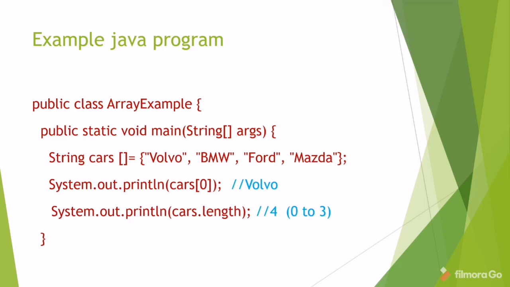Then to get the length of the array, we need to use cars.length. It will give us 4 as output, that is from 0 to 3 index.